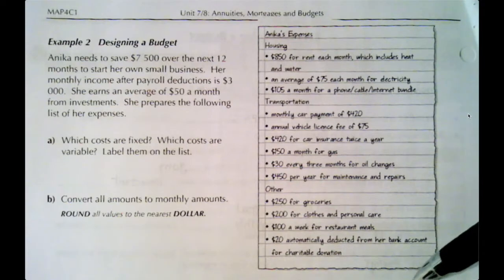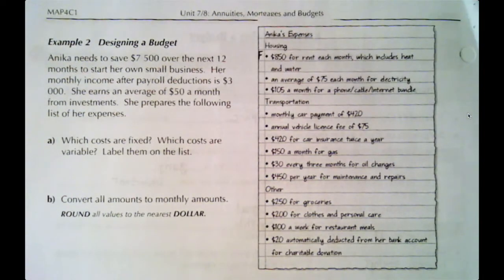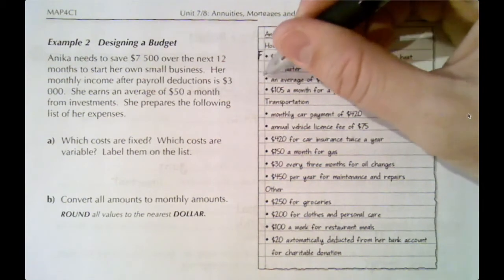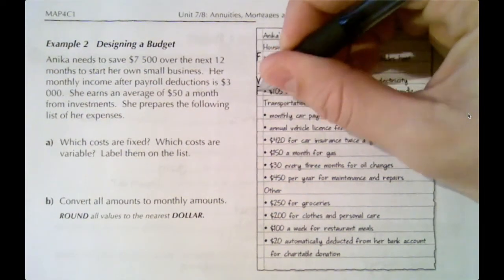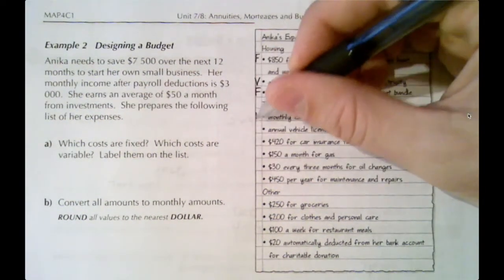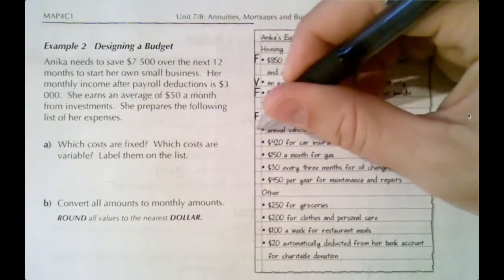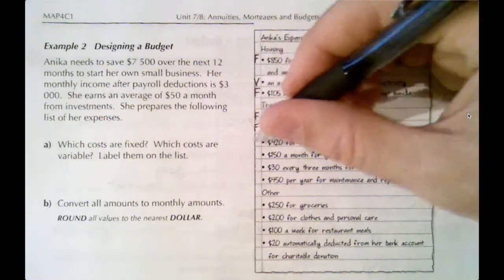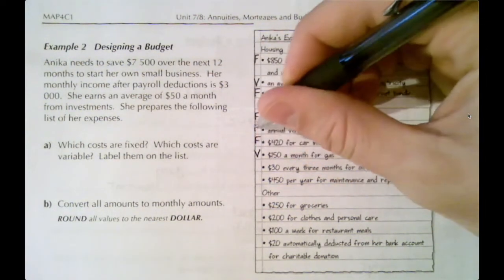First thing we're going to do is go through the list and designate as fixed or variable. So let's start with rent. Rent is a fixed cost. Electricity is a variable cost. Phone, cable, internet is a fixed cost. Car payment is a fixed cost. Annual vehicle licensing fee, that's also fixed. Car insurance is also fixed. Gas is variable, it depends how much you're driving.